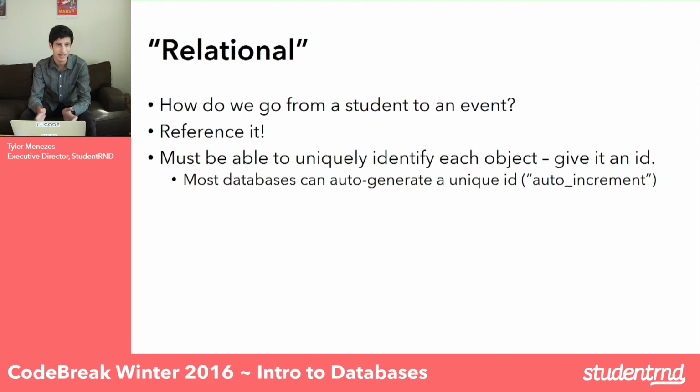So you need to be able to uniquely identify each object. Most databases can give each thing a unique ID. This is also a really good example of why almost any service that you sign up for, you'll have a user ID. Or maybe sometimes you have a username. It's important to be able to uniquely identify things for a lot of reasons, but this is one of them.